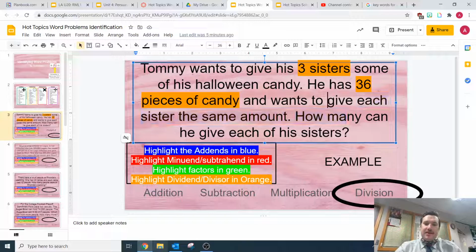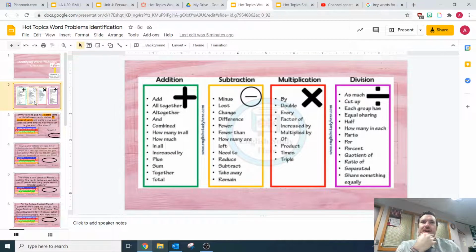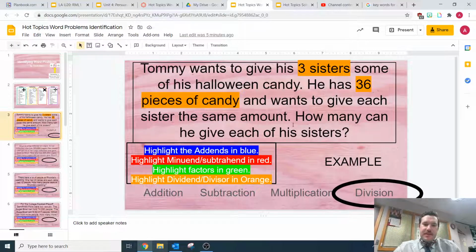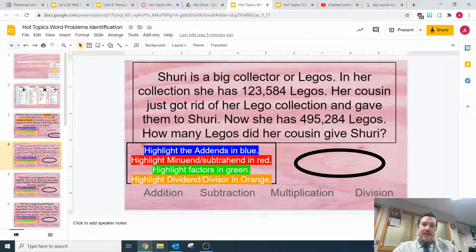So give each sister the same amount. Let's look here. We're giving them the same amount. So that could be addition, multiplication, subtraction, or division. Well, when I look at division, it says share something equally. So they want to share this equally. If he's giving them each the same amount, then this would be division. So those clue words can really help you here.